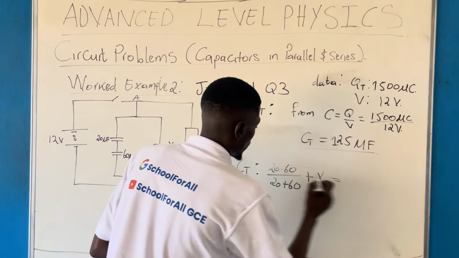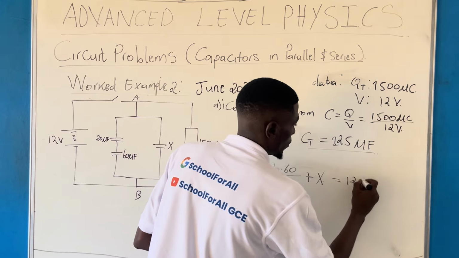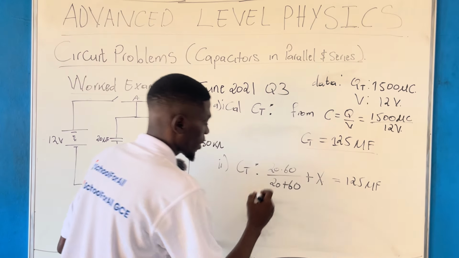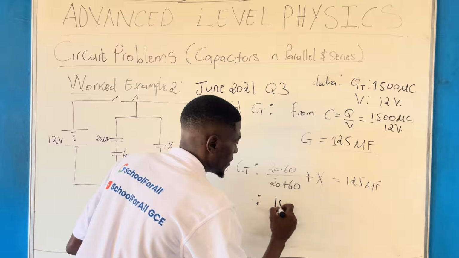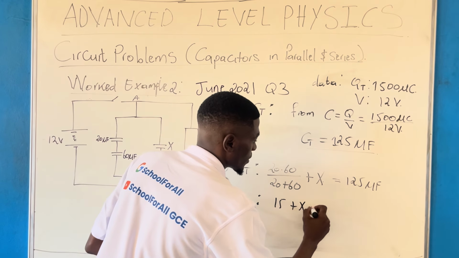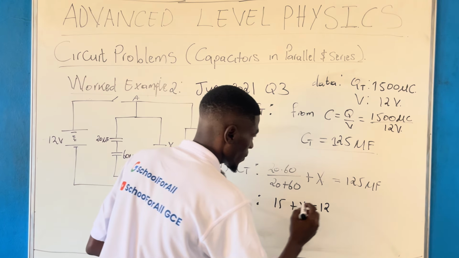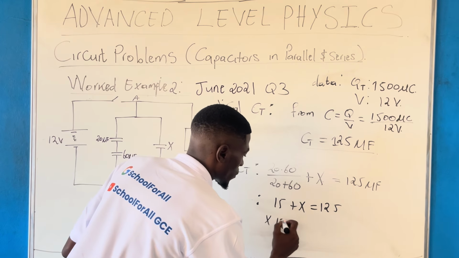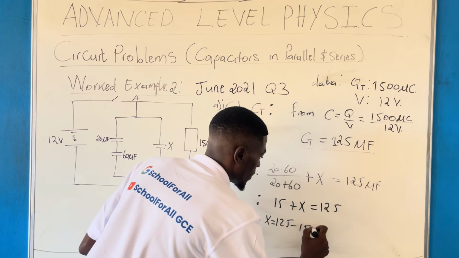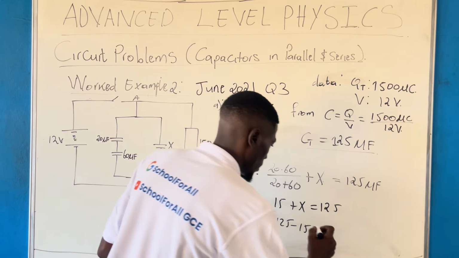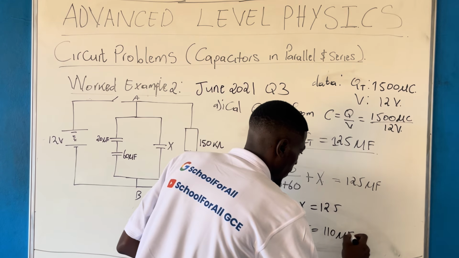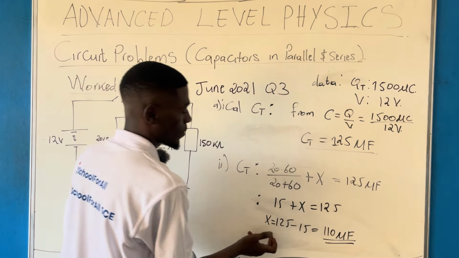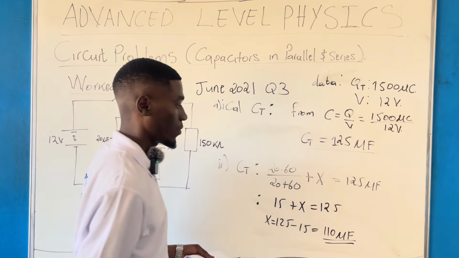So it should be equal to how many? C total is how many? 125 microfarad. Calculating here, it will give you directly 15 plus X equals 125. Don't forget all those things are in microfarad. So my X is equal to 125 minus 15, which is 110. Don't forget to put your microfarad at the end. As simple as that, you come up with the value of X, 110 microfarad.